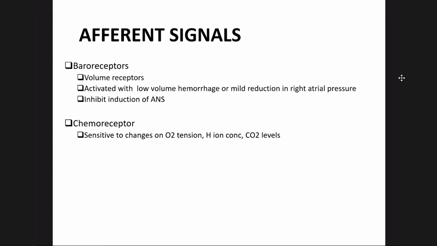So if it still can't be corrected, next in line is the RAS, the renin-angiotensin-aldosterone system. Then we have chemoreceptors. These are sensitive to changes in O2 tension, high hydrogen ion concentration, and carbon dioxide levels. So chemoreceptors respond to low oxygen levels and high carbon dioxide concentration when the BP is less than, I think, 80 millimeters of mercury.